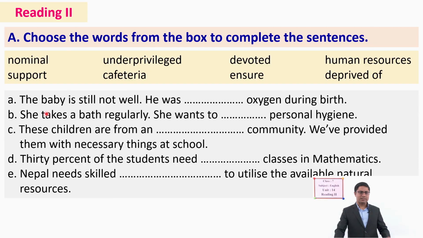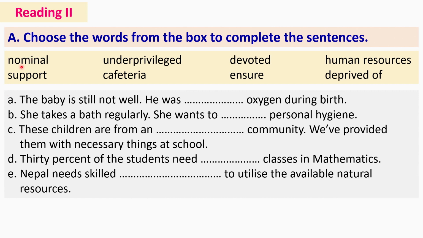Look at the first exercise. It says, choose the words from the box to complete the sentences, which we have already discussed. These words: nominal, underprivileged, devoted, human resources, support, cafeteria, and ensure. Ensure is a new word. Do you remember? Ensure means make sure, and deprived of. These words we have already discussed. Now, you have to choose which one best suits here, or which one is correct in the gaps there.